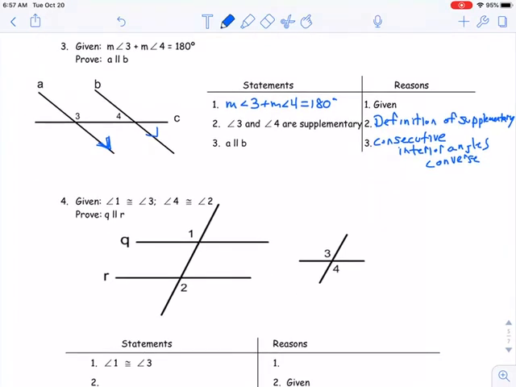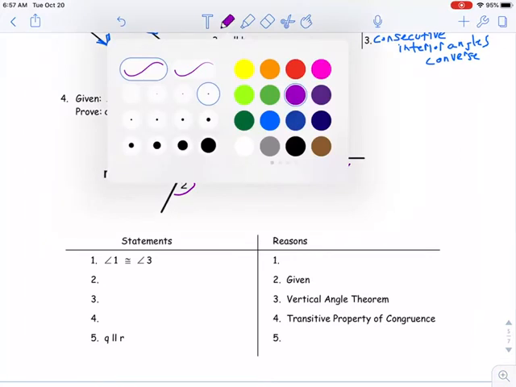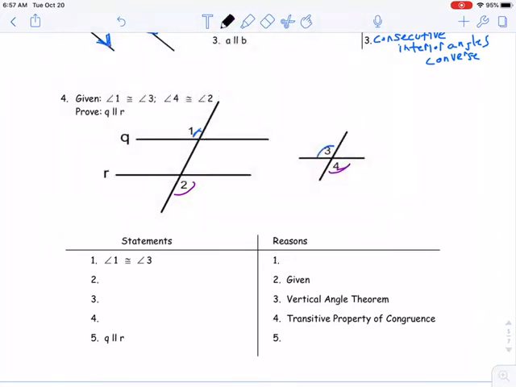And then last proof of the video. Given that angle 1 is congruent to angle 3. Given that angle 4 is congruent to angle 2. We're going to prove that these lines are parallel. Okay? So, angle 1 is congruent to angle 3. Given, remember sometimes you might see given sporadically placed throughout the proof. So angle 2 is congruent to angle 4. That's a given as well.